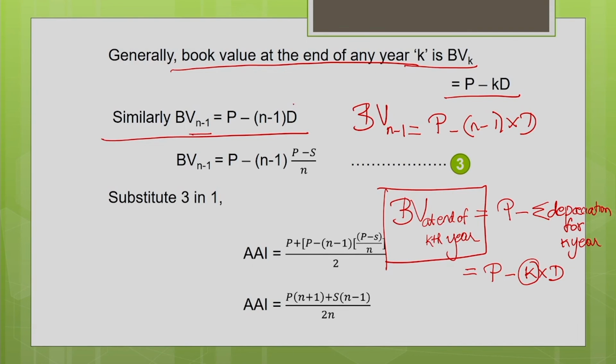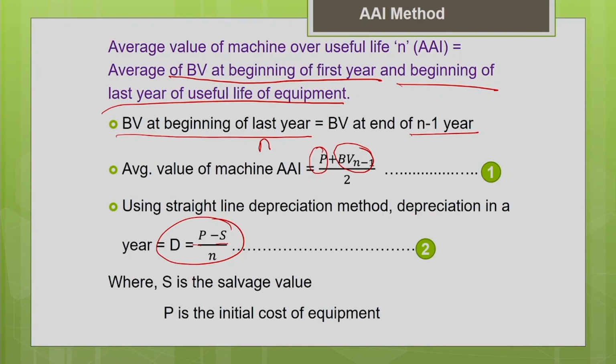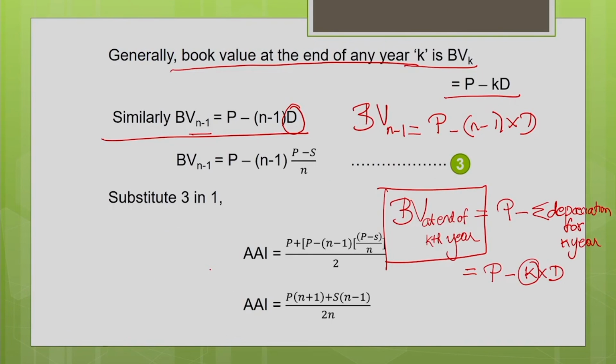Now substitute the value of depreciation. From the earlier result, d is equal to P minus S by n. Substitute that in this equation. Now you will get P minus n minus 1 into P minus S by n.